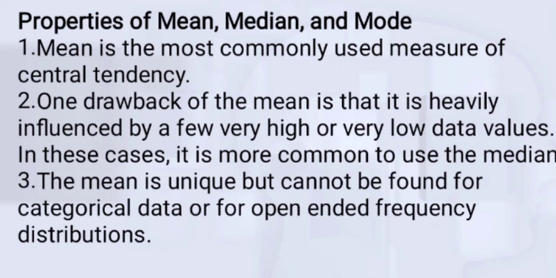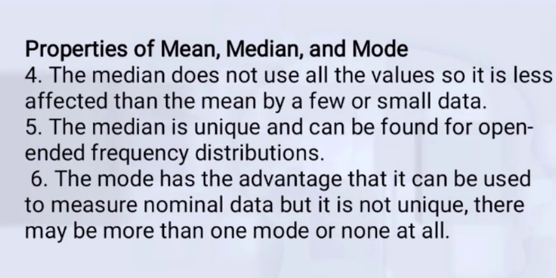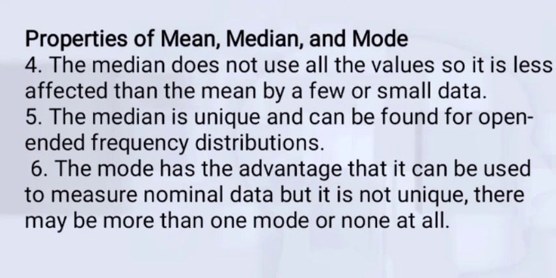Third, the median is unique but cannot be found for categorical data or for open-ended frequency distributions. Next, the median does not use all the values, so it is less affected than the mean by a few or small data. The median is unique and can be found for open-ended frequency distributions. Lastly, the mode has the advantage that it can be used to measure nominal data, but it is not unique. There may be more than one mode or none at all. So that is all for the measures of central tendency.